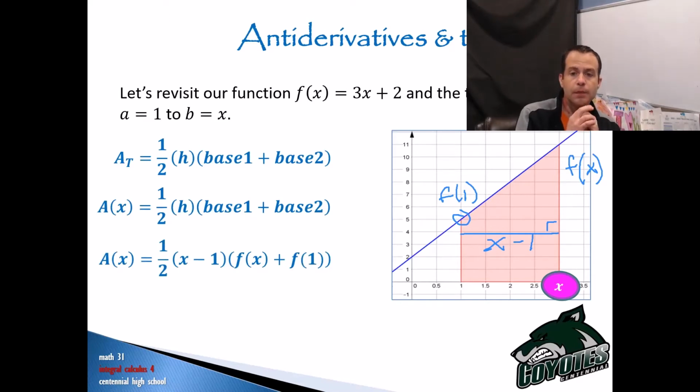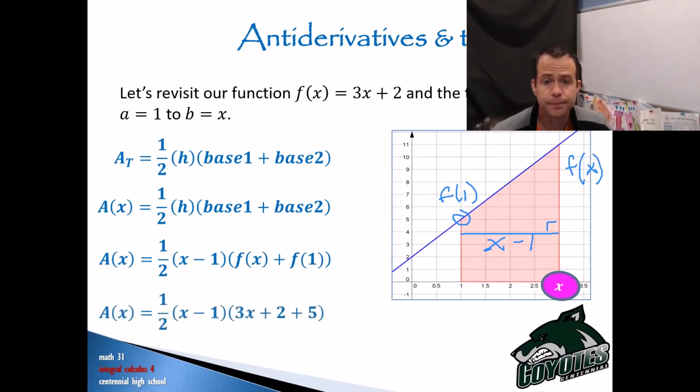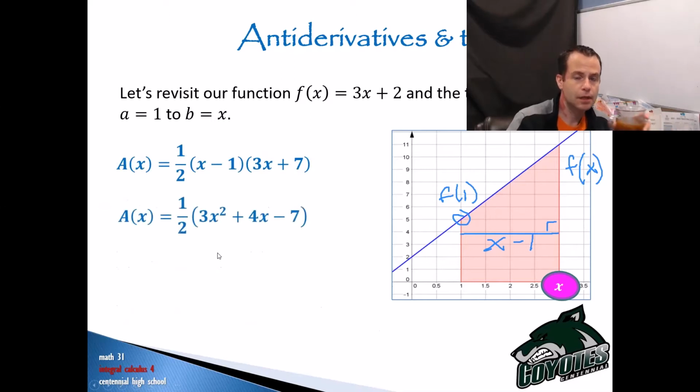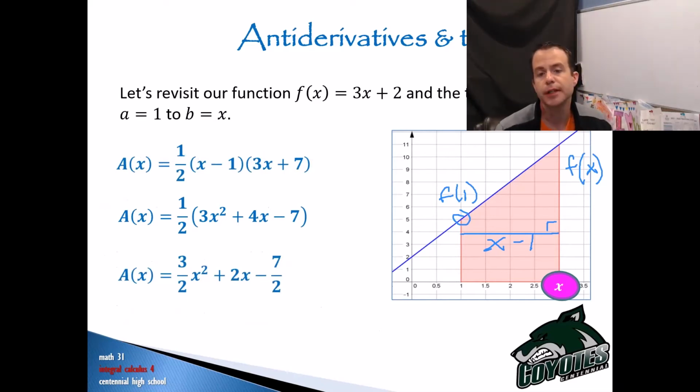Okay, well, I know what f of x is. f of x is 3x plus 2, so I can plug that in. I know what f of 1 is because I can just plug 1 in for x. So that's going to give me 3x plus 2 plus 5. Okay, plugging 1 in for x gives me 5. f of 1 is 5. All right, so now I'm just going to clean this up a bit. This is 3x plus 7, and I can distribute this. Okay, so then FOIL this out and multiply everything by 1/2. And I end up with A(x) equals 3 over 2 x squared plus 2x minus 7 over 2.